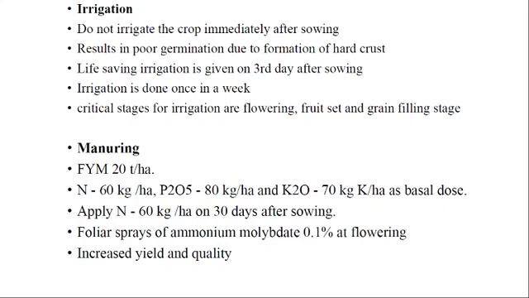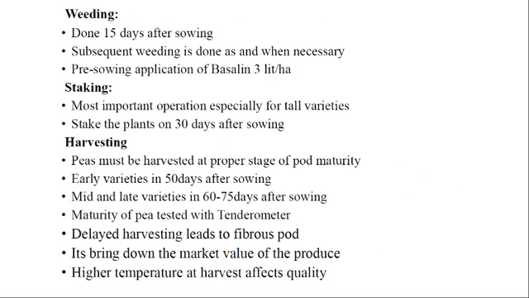Manuring: FYM, farmyard manure, 20 tons per hectare is required. Also nitrogen 60 kg per hectare, P2O5 is required, and K, potash, 20 to 70 kg per hectare is essential. Apply nitrogen and a foliar spray of ammonium molybdate, which increases the yield and the quality of the peas.